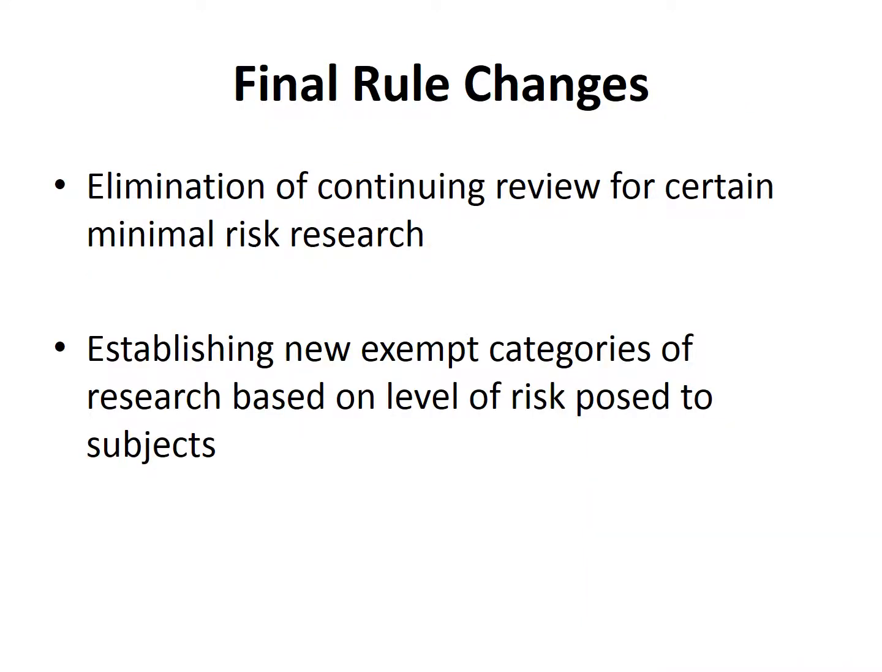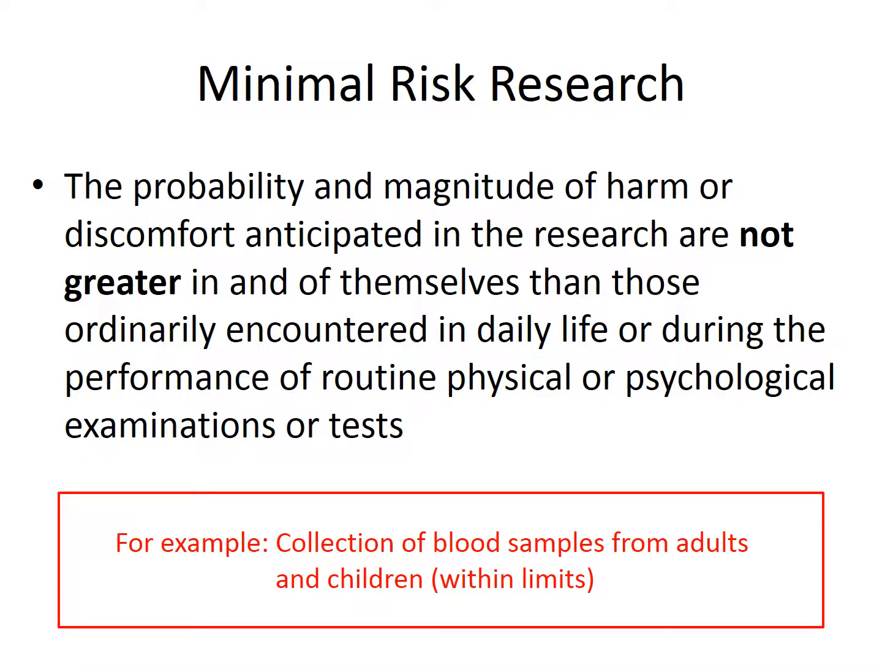The two final rule changes that I will focus on are the elimination of continuing review for certain minimal risk research and the establishment of new exempt categories of research based on level of risk posed to subjects. Both topics I will describe deal with minimal risk research. Minimal risk research means that the probability and magnitude of harm or discomfort anticipated in the research are not greater in and of themselves than those ordinarily encountered in daily life or during the performance of routine physical or psychological examinations or tests. For example, the collection of blood samples from adults and children within normal limits is considered to be minimal risk.